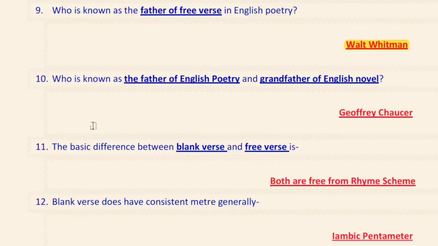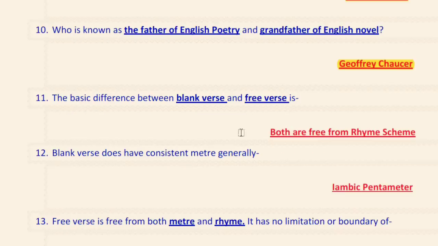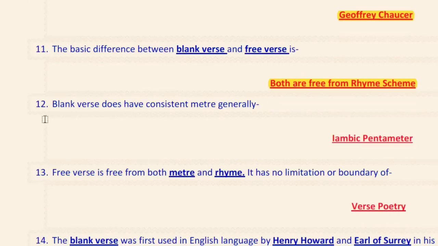Question number 10. Who is known as the father of English poetry and grandfather of the English novel? The answer is Geoffrey Chaucer. Question number 11. The basic difference between blank verse and free verse is? The answer is both are free from rhyme scheme. Question number 12. Blank verse has a consistent meter generally. The answer is iambic pentameter.